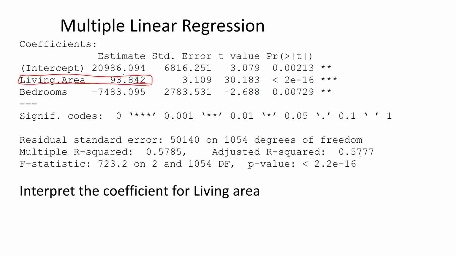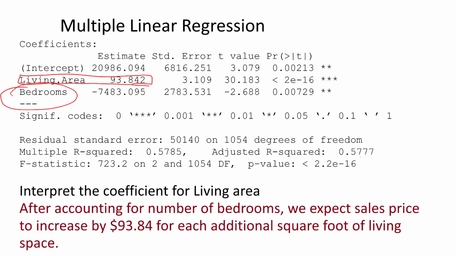right? So how does it change for multiple regression? Only by a little bit. We just have to add after we accounted for bedrooms in the model. So after accounting for number of bedrooms, then you go on with your same interpretation that you had in simple linear regression. We expect sales price to increase by $93.84 for each additional square foot of living space. So again, the only new thing is that you have to add the part about accounting for or holding the other variables constant. We'll be able to picture that a little bit better in just a minute, what I mean by that.